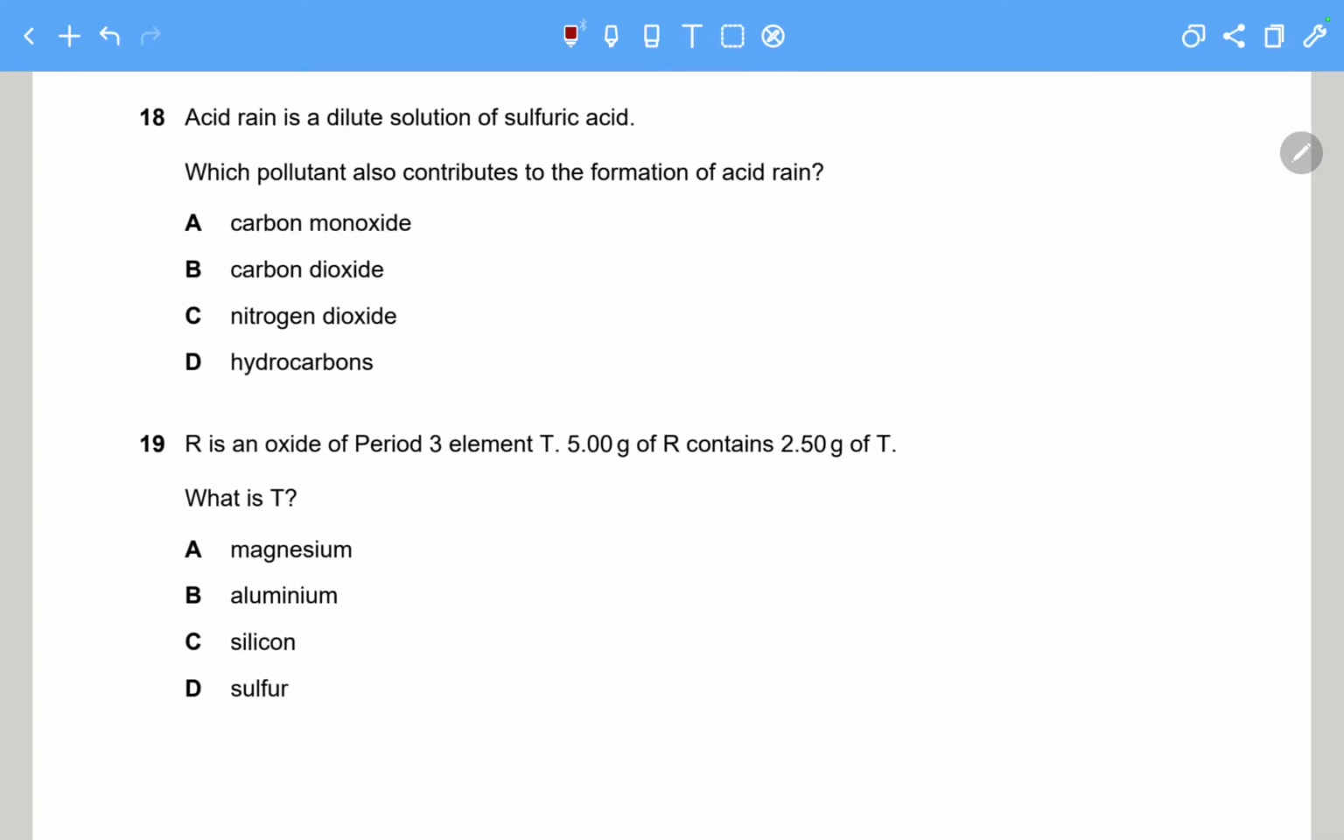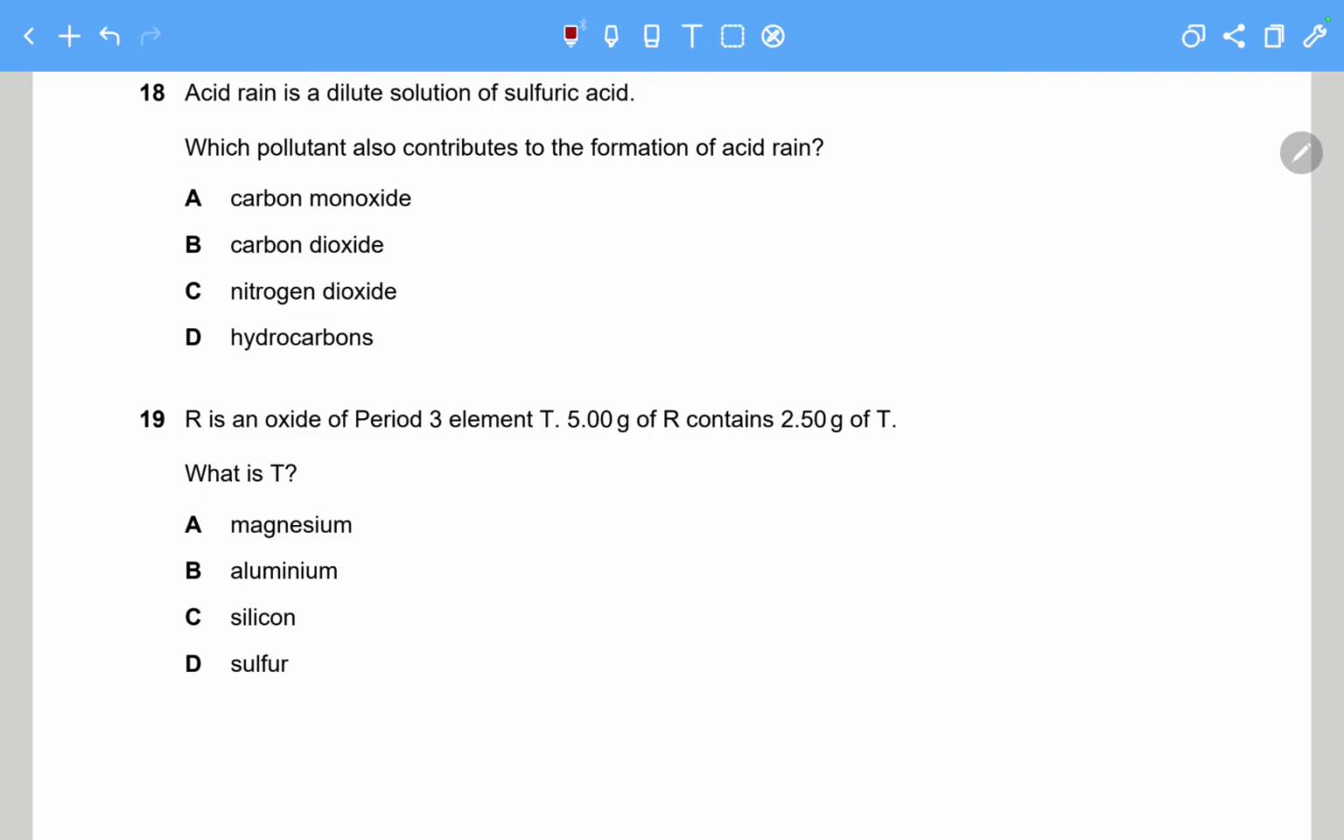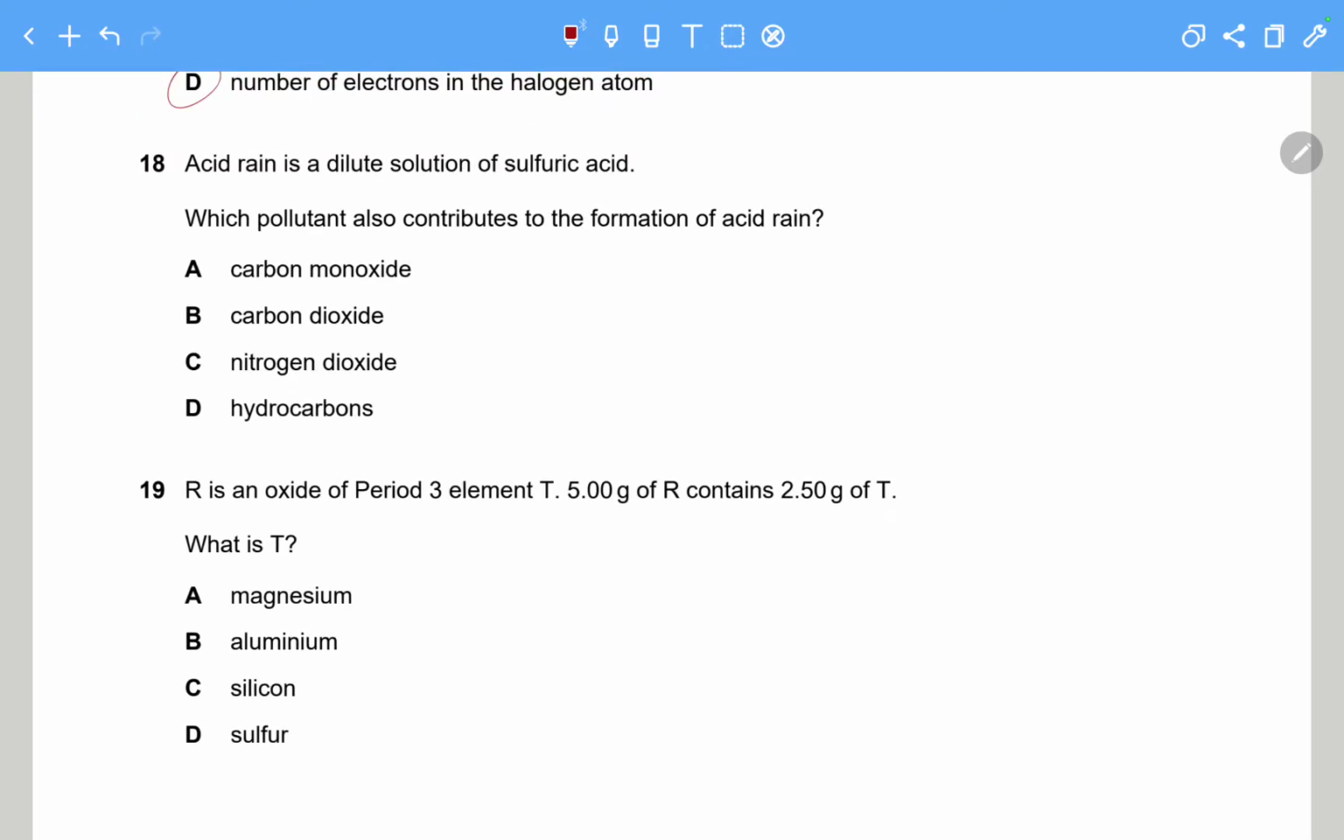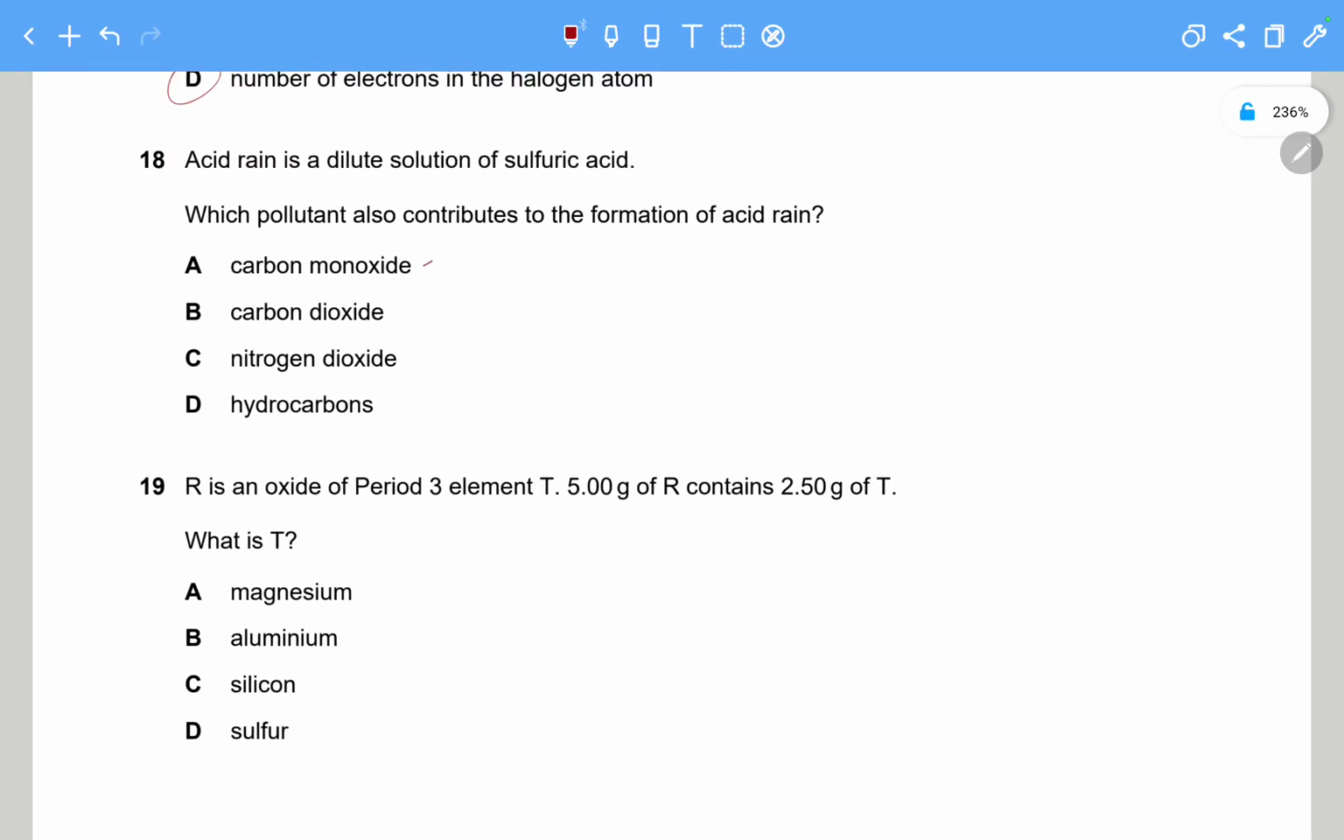Acid rain is a dilute solution of sulfuric acid. Which pollutant also contributes to the formation of acid rain? Carbon monoxide? No. It contributes to the formation of probably CO2, but not acid rain as such. Carbon dioxide? No. This is a greenhouse gas. It does something completely different in the atmosphere than acid rain.